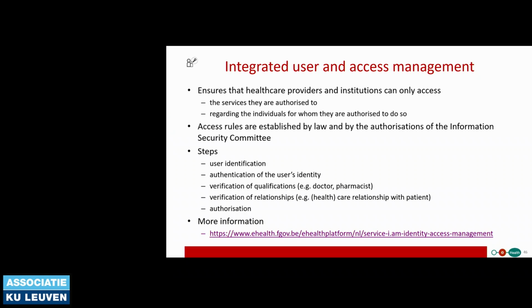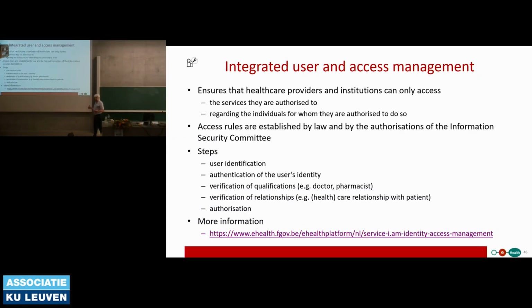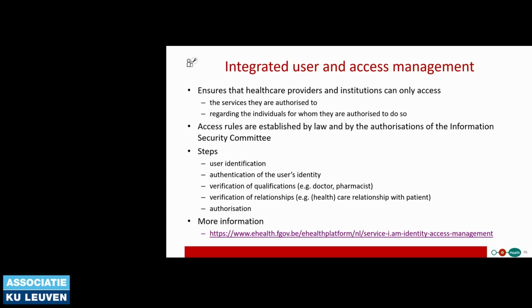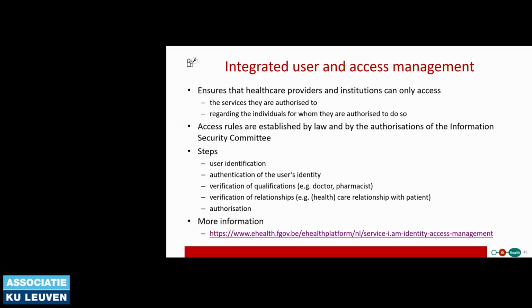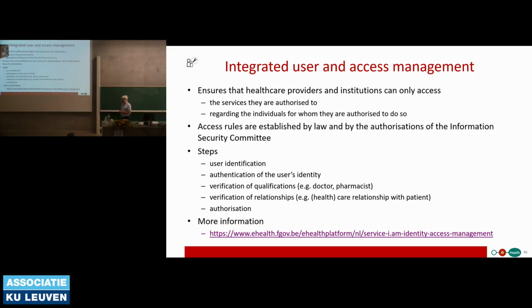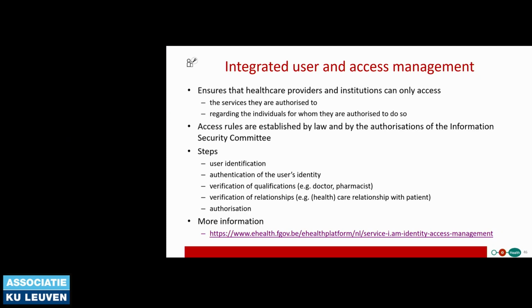So we need to be sure, it's 5 steps, we need to be sure that someone who wants to access data, who it is, that's the identification of the user. We need to be sure that the user is the one that he pretends to be. That's authentication of the identity. Identification is who are you, authentication is prove to me that you are the one you pretend to be.